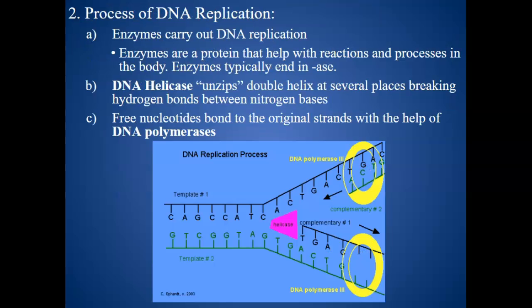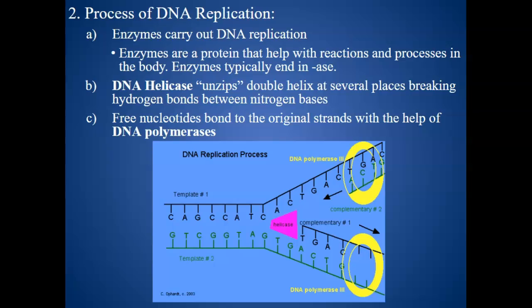Pretty impressive, honestly. So here, the actual process of replication is performed by enzymes, okay? And an enzyme is just a science word for a protein that helps with reactions and lots of processes in your body. Enzymes do tons and tons of things. And one way that you can identify that something is an enzyme is if the word ends in ASE. So usually enzymes end in ASE. So we're going to be learning about two enzymes for DNA replication. One is DNA helicase and one is DNA polymerase, okay?